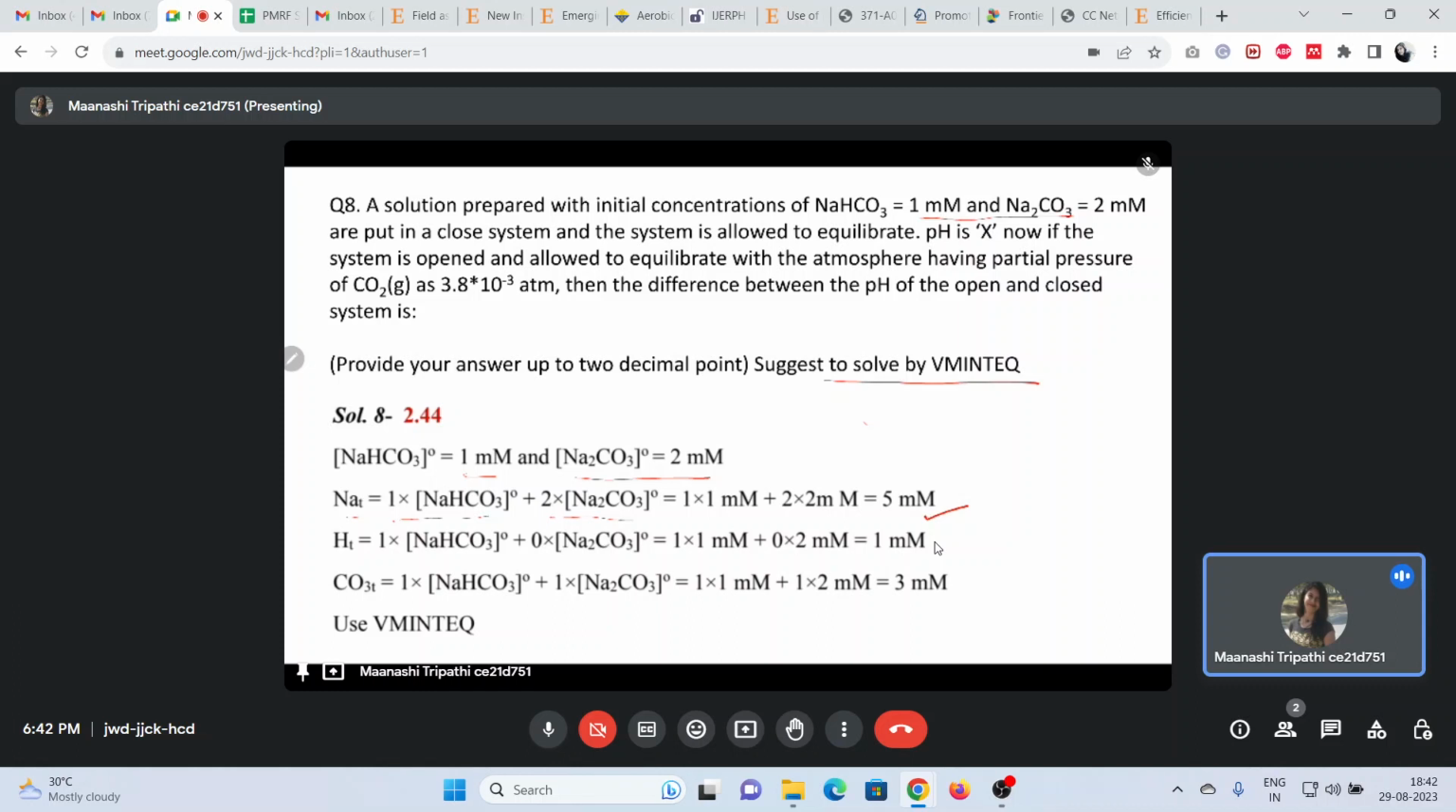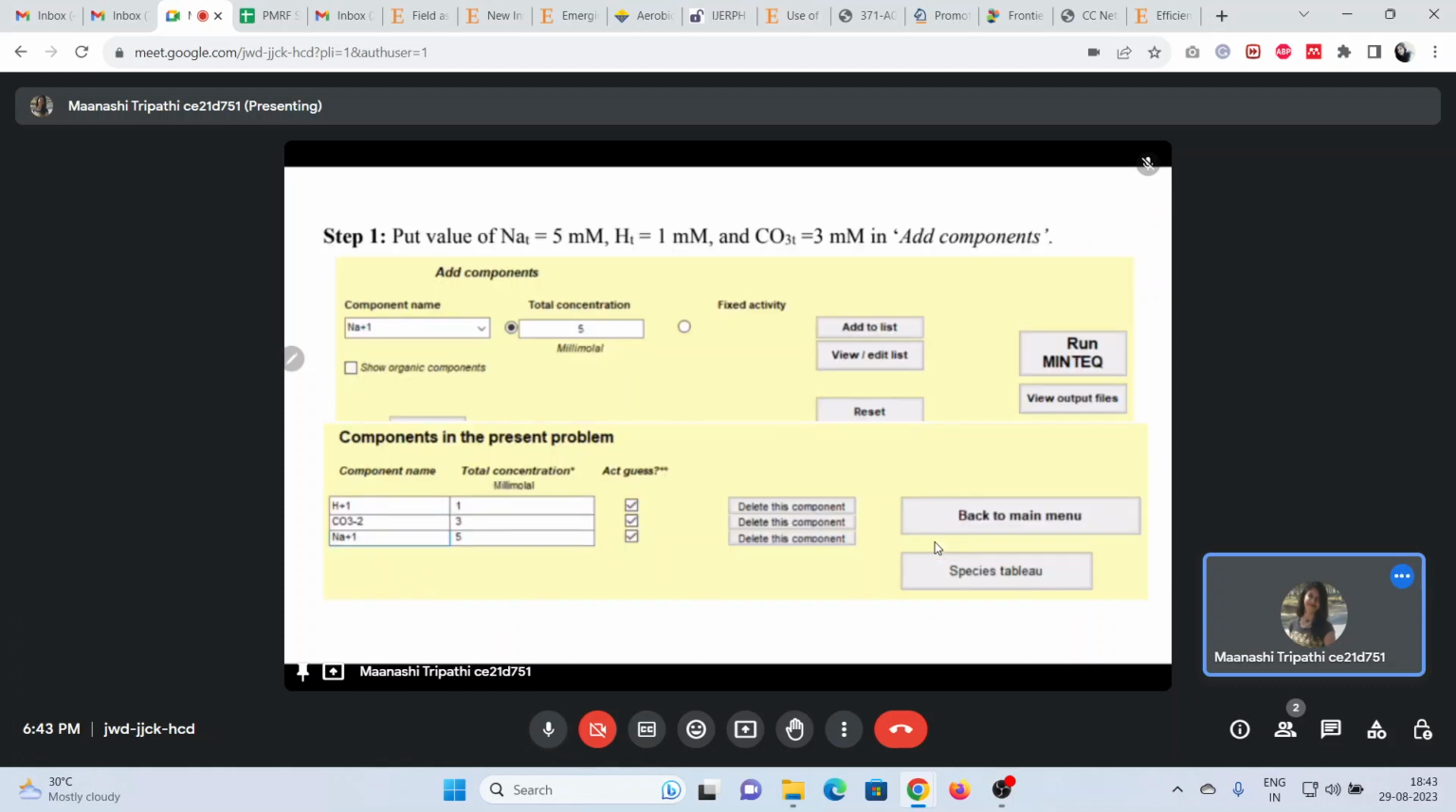Now we will write about H plus, because in NaHCO3 we have H plus, that's why it's giving us 1, and here no H plus is there, that's why we are multiplying it by 0. So this is what we got, 1. Similarly, we will get it for carbonate. Now we have to just feed all these values in Visual Minteq.